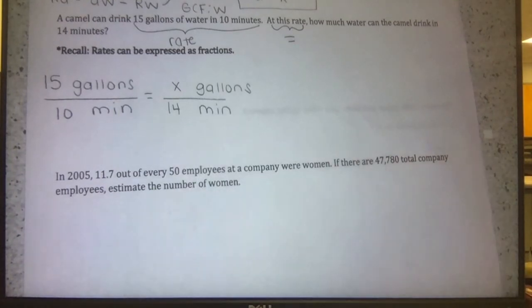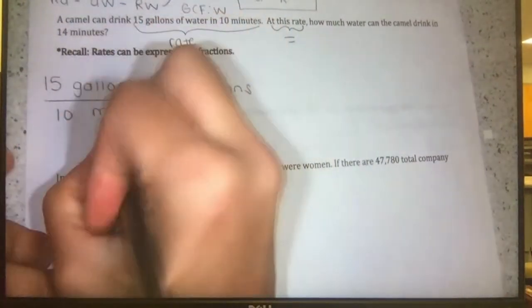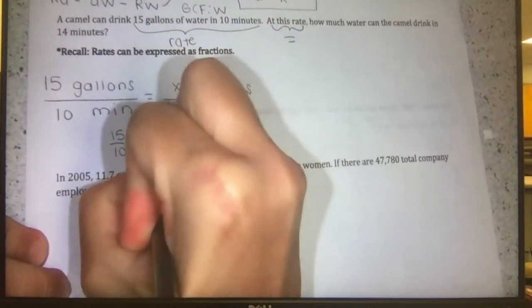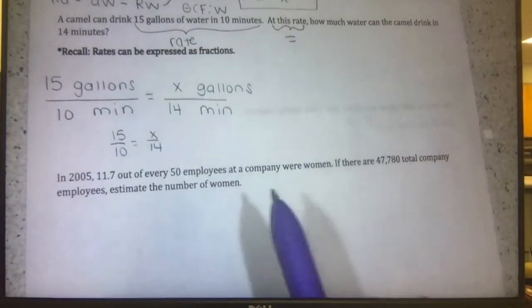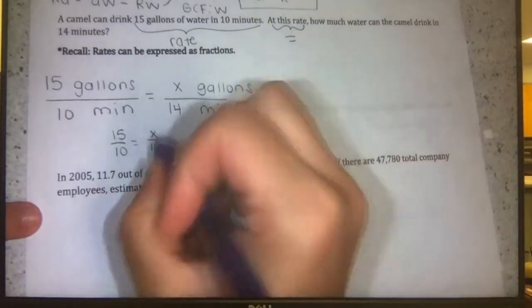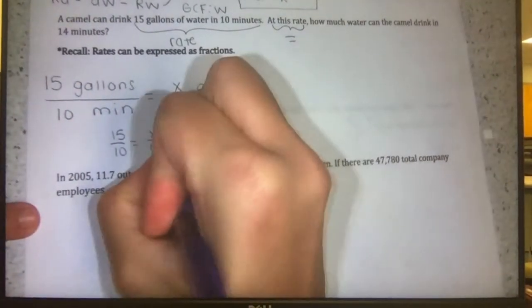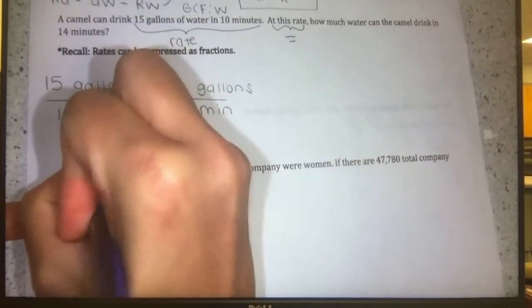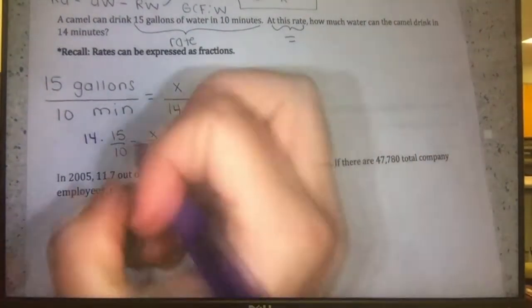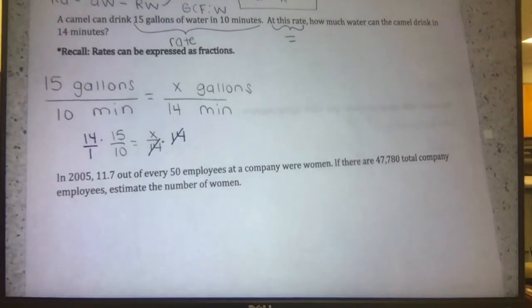So getting X by itself, X is being divided by 14. And let me just rewrite it. We'll come back with just the numbers, and then put the units back in. But 15 over 10 equals X over 14. So getting X by itself, X is being divided by 14. So if I multiply both sides by 14, I can cancel out those 14s and get X by itself. This is the same thing as saying 14 over 1.